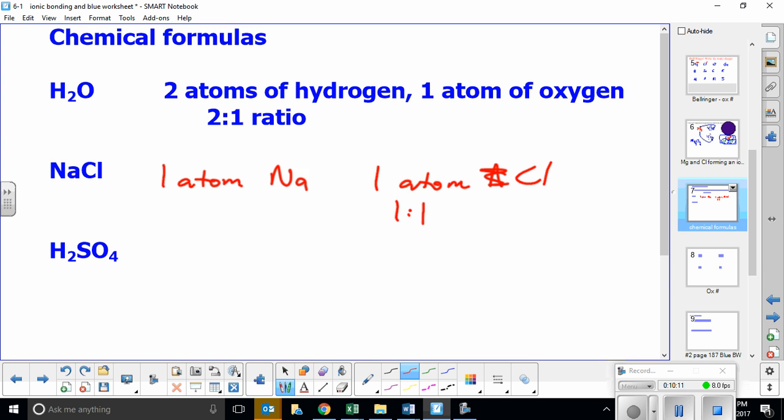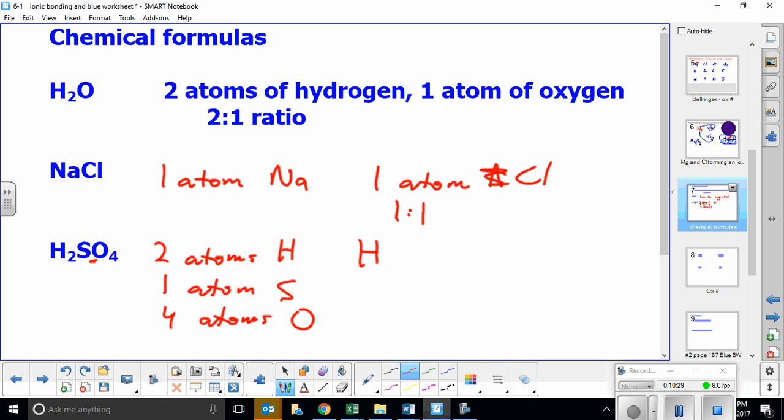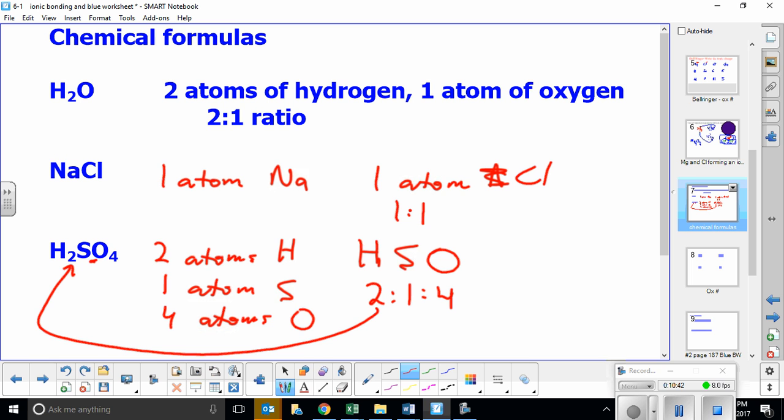If we take a look here, we have 2 atoms of hydrogen. We've got 1 atom of sulfur because there's no number here, and we've got 4 atoms of oxygen. So what's our ratio of hydrogen to sulfur to oxygen? It would be a ratio of 2 to 1 to 4. And those numbers I'm getting right here: there's 2, and there's 1, and there's the 4. So that ratio always stays the same.